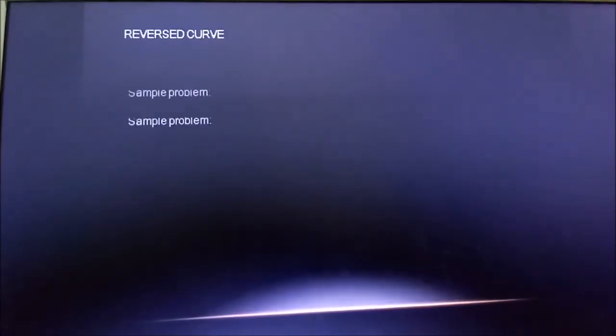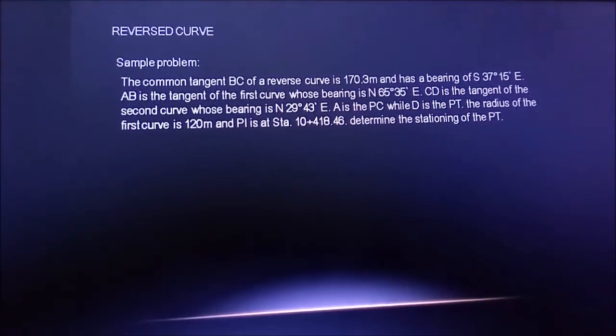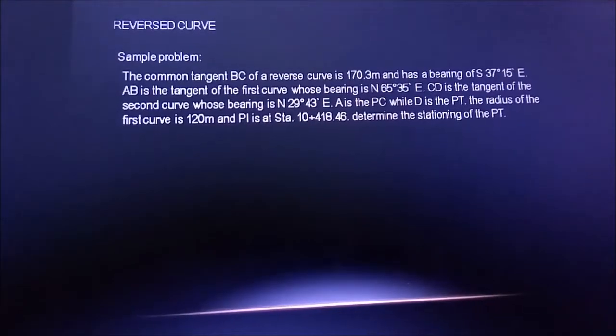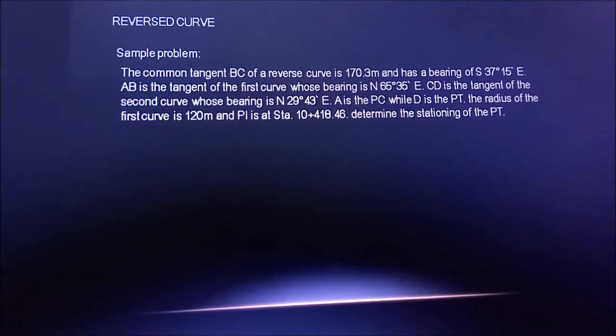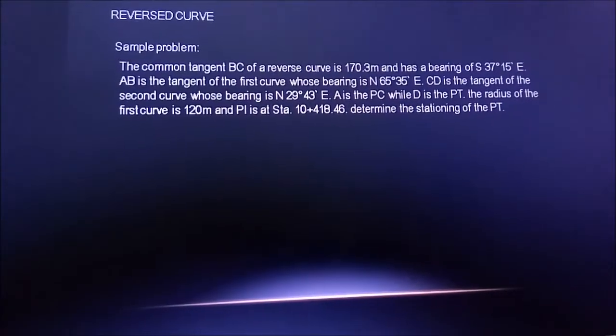The next topic in route surveying is reverse curve. A reverse curve is a curve formed by two circular simple curves having a common tangent but lying on opposite sides. Example number 1. The common tangent BC of a reverse curve is 170.3 meters and has a bearing of south 37 degrees 50 minutes east.